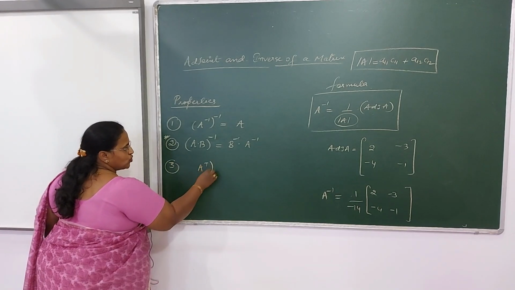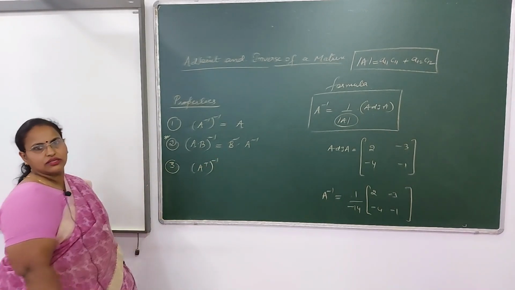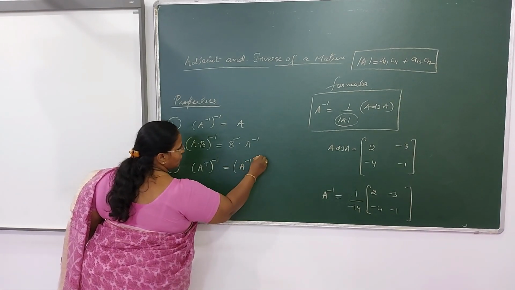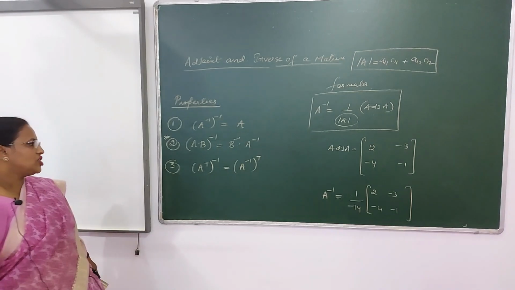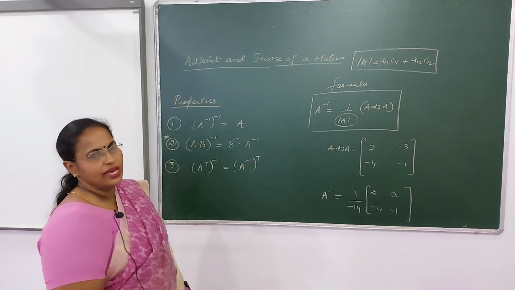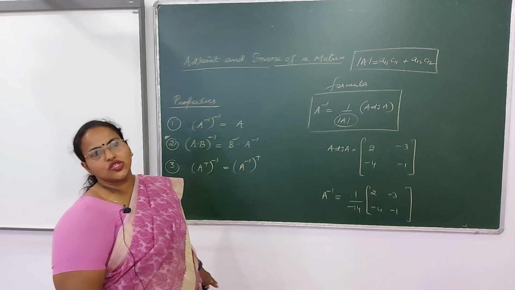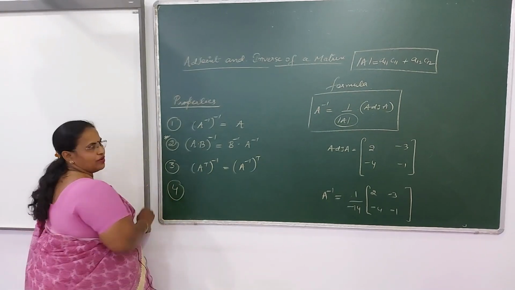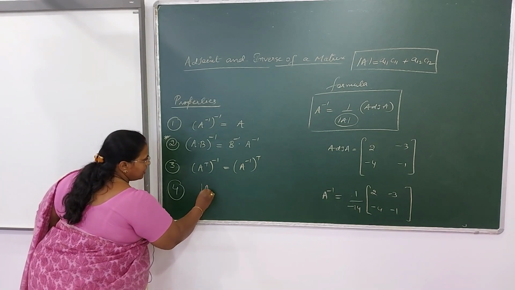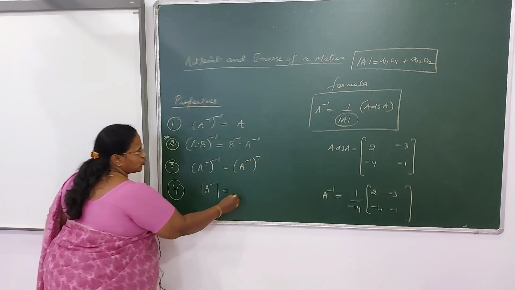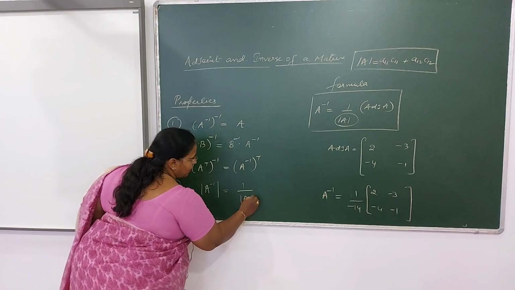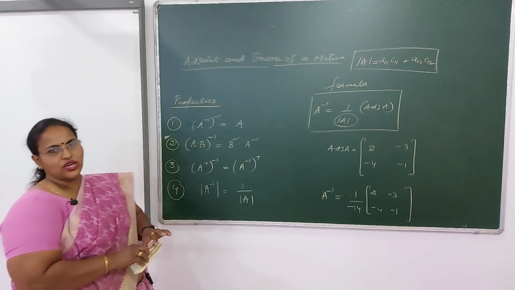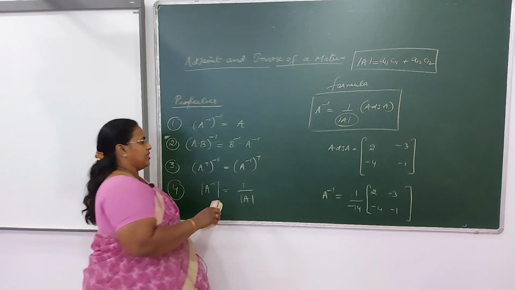Now the third property: A transpose whole inverse is equal to A inverse whole transpose. And the last one: determinant of A inverse is equal to 1 upon determinant of A.